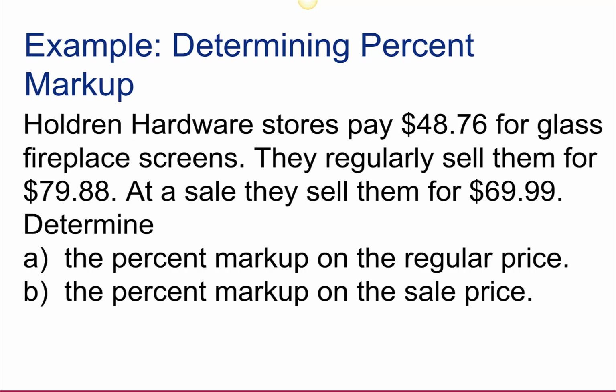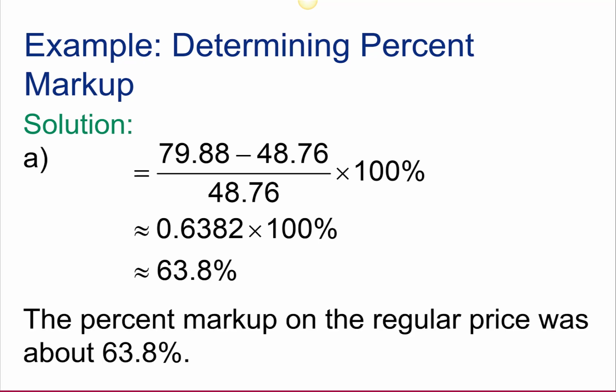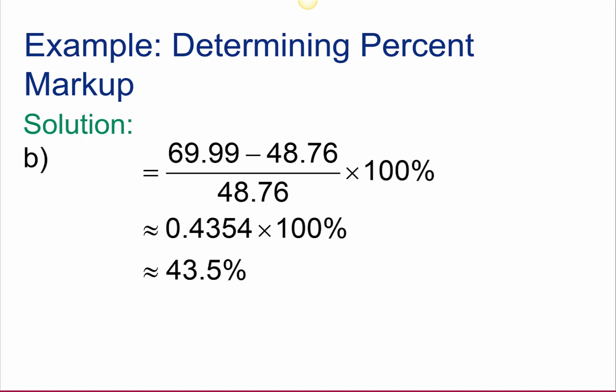Holden Hardware stores pay $48.76 for glass fire screens. They regularly sell them for $79.88. On sale, they sell them for $69.99. Determine the percent markup on the regular price and then on the sale price. So for the regular price, $79.88 minus their cost, $48.76, divided by $48.76, we get 0.6382. We multiply that by 100, so the markup on the regular price is 63.8%. When they put it on sale for $69.99, subtract the $48.76 and divide by $48.76, and we get a percent markup now of about 43.5%.